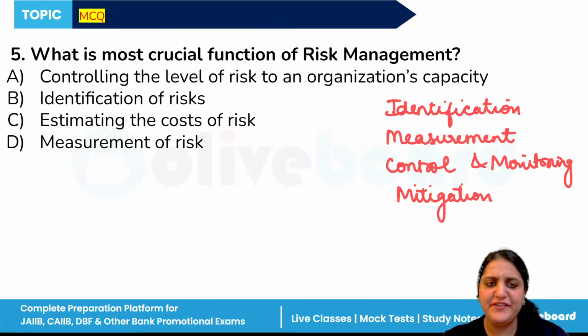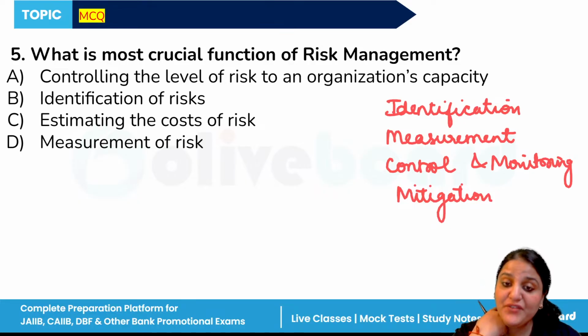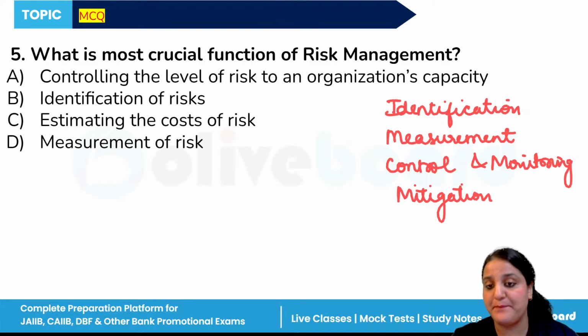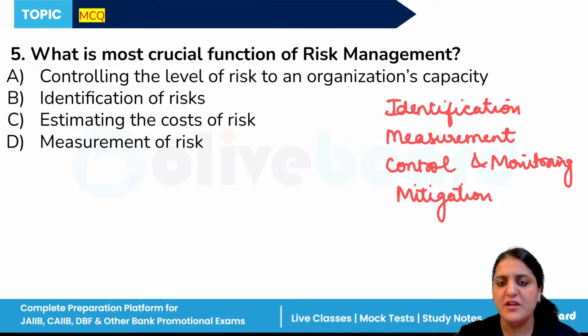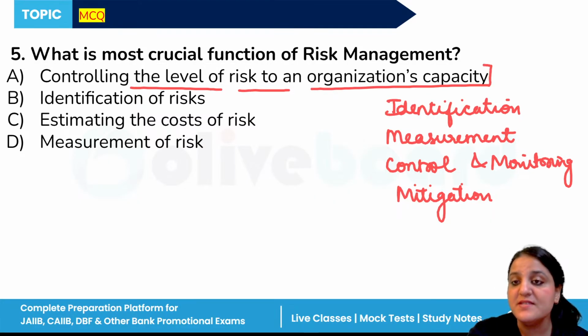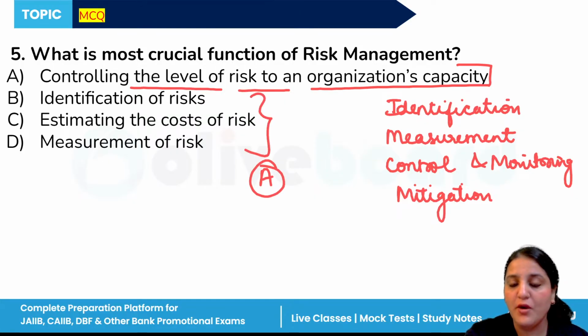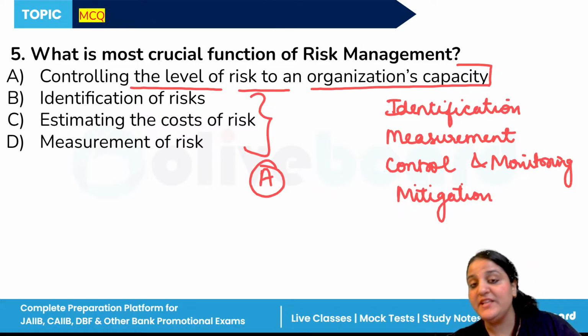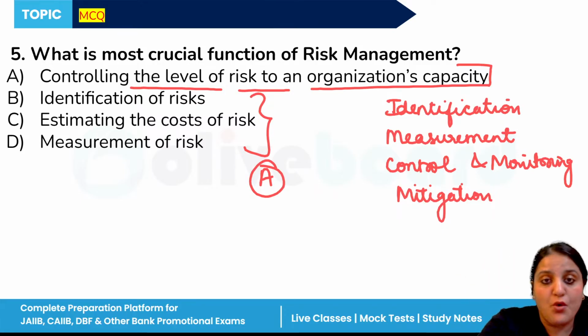A bank may identify credit risk in loans. It measures potential loss and estimates the cost, but it gives loans responsibly, not exceeding its capacity. It controls the risk effectively. So option A is correct here: controlling the level of risk to an organization's capacity. These are all functions, but controlling the level of risk is very important. So option A is correct.